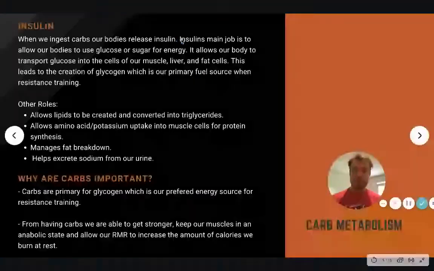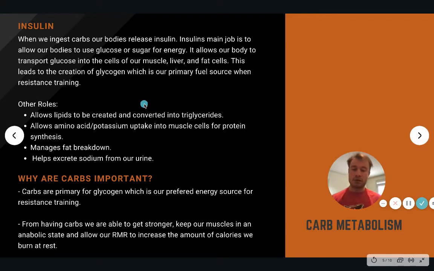Okay, and we've probably heard that insulin's really bad and all the above, but that's also going to be a big myth. Insulin's main job is to allow our bodies to use glucose, or sugar, for energy. It allows your body to transport this glucose into your fat cells, your muscle cells, as well as your liver. Inside the liver, it allows glycogen to be created. And glycogen is going to be the main fuel source for resistance training because glycogen can be converted into something known as ATP, and ATP is what we use for energy inside of the gym.